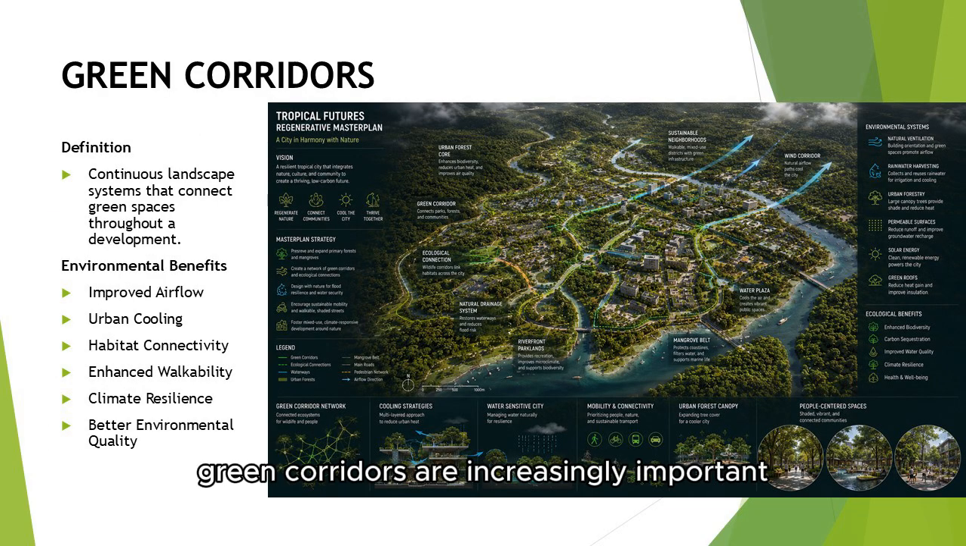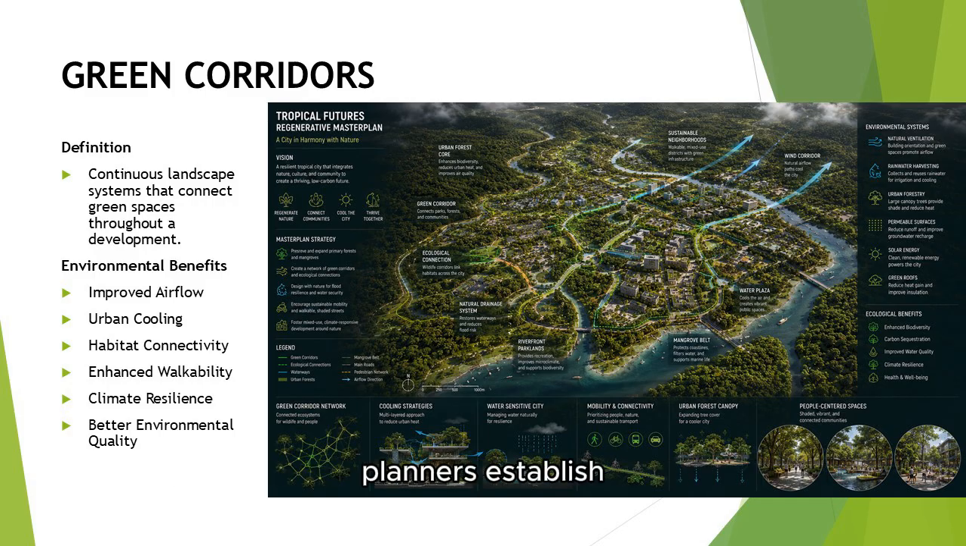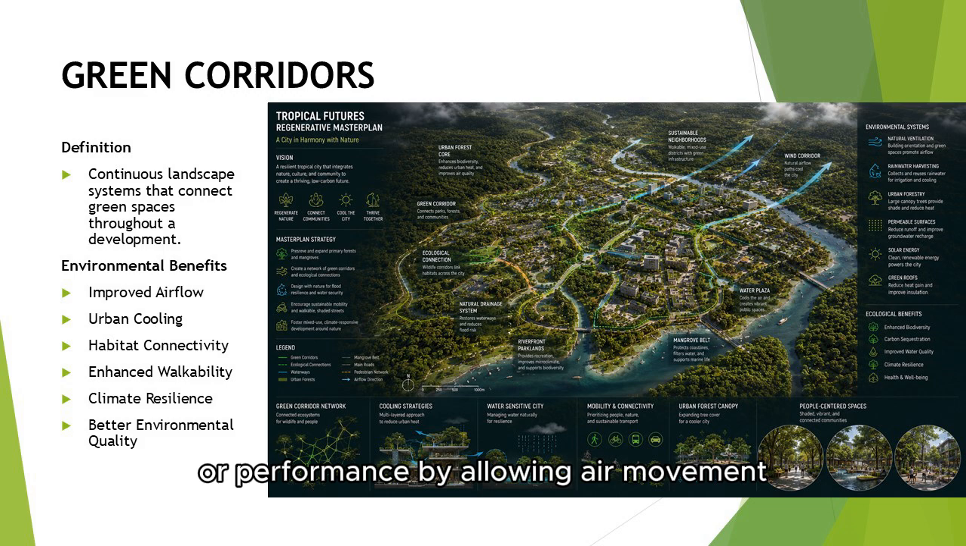Green corridors are increasingly important in sustainable urban design. Rather than creating isolated pockets of vegetation, planners establish continuous landscape networks that connect multiple green spaces. These corridors improve environmental comfort and performance by allowing air movement, ecological connectivity, pedestrian comfort, and urban cooling.